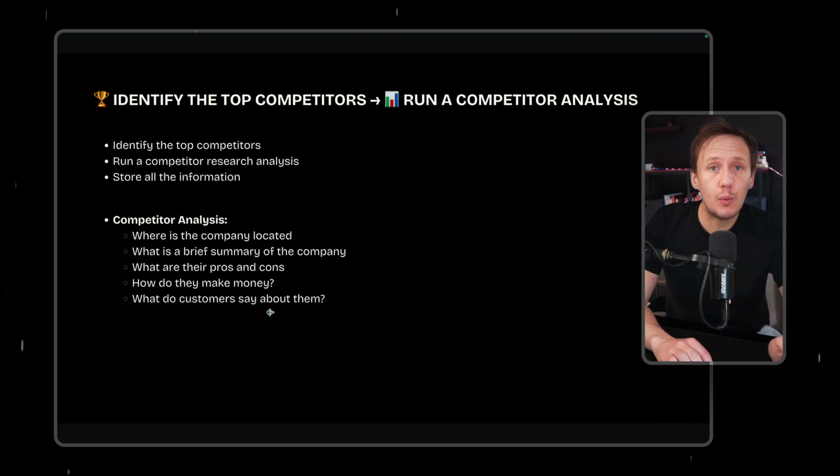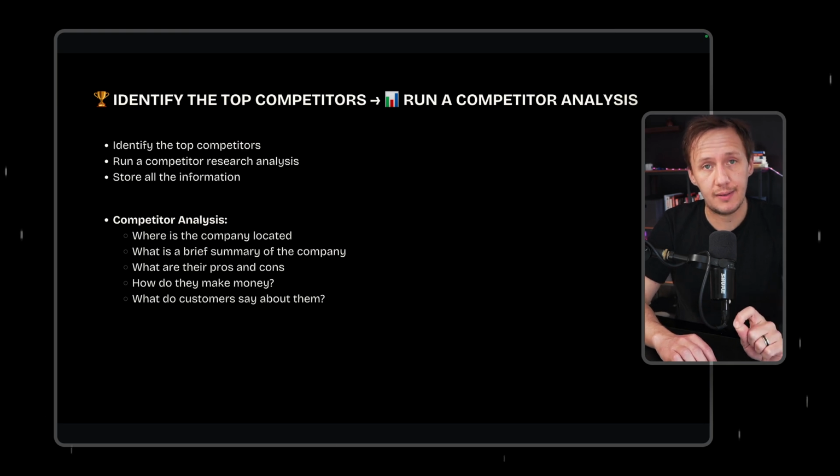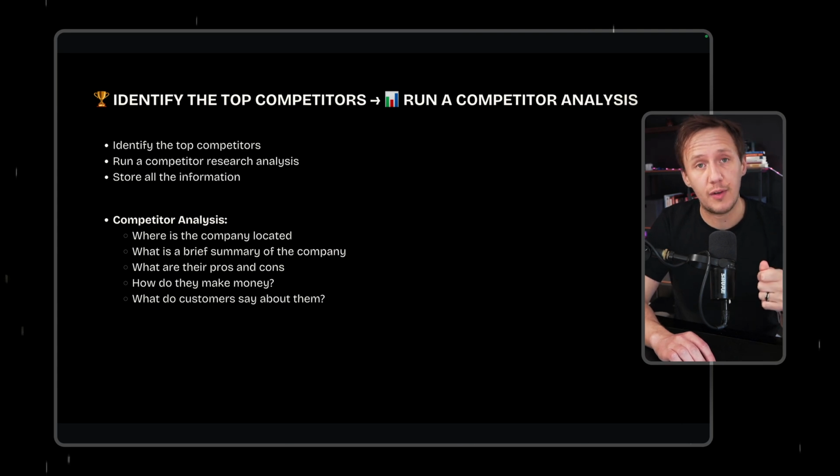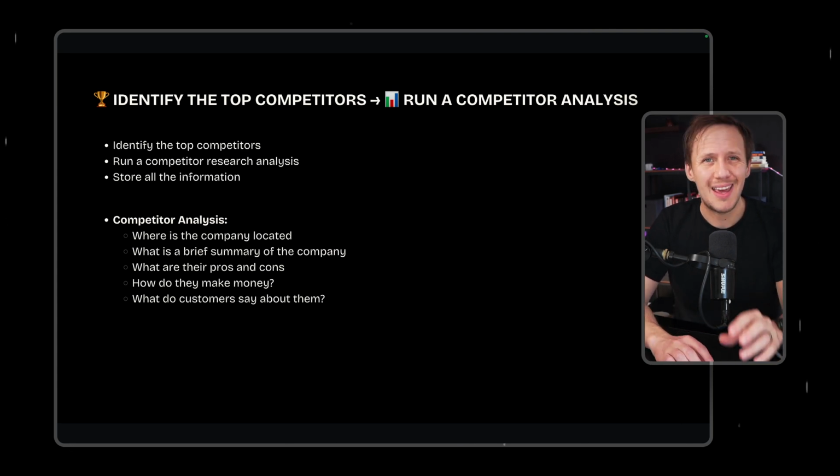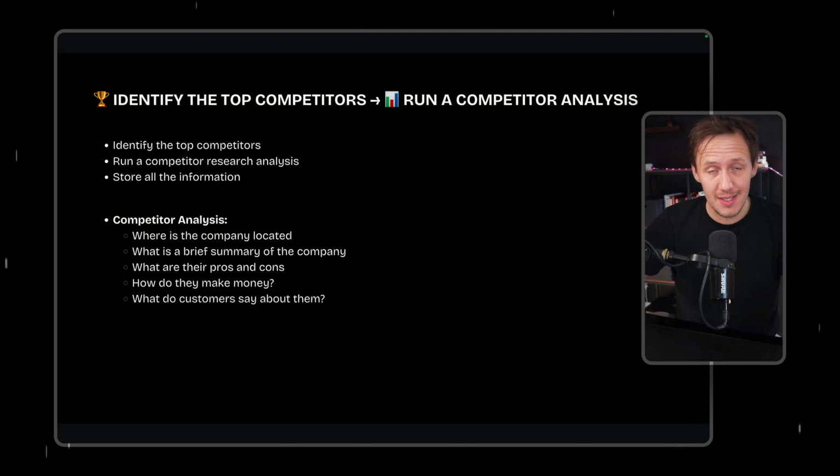And so typically when I'm running a competitor analysis, there are a few key things that I look for. Number one is, where's the company actually located? I oftentimes find if you're building a local directory, it's way more of a problem if you are competing against a local business, or another business that is actually based in the country that you're in, or even in the city that you're in.